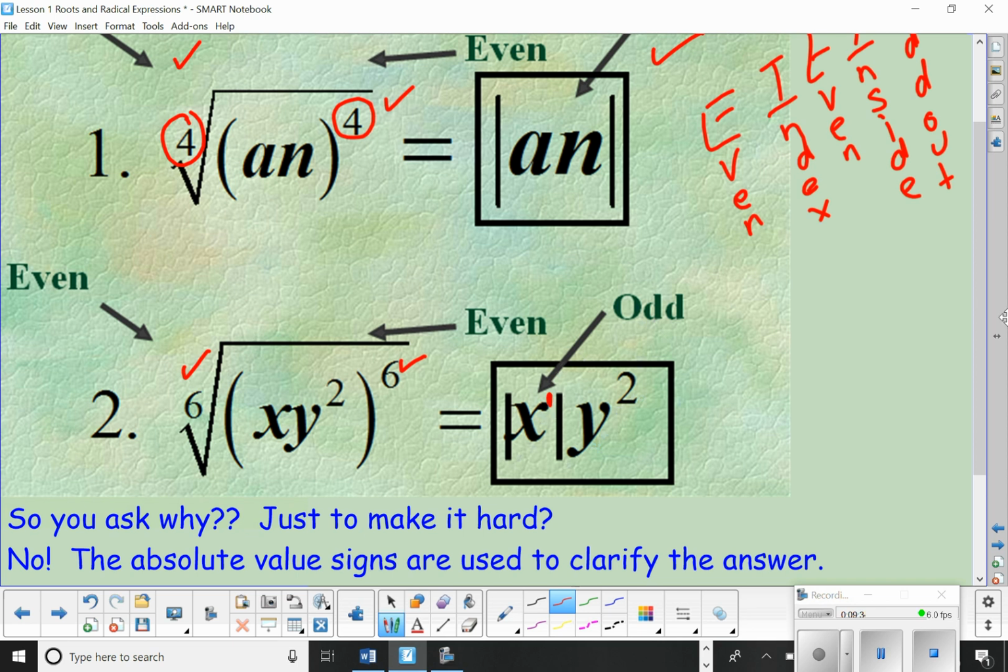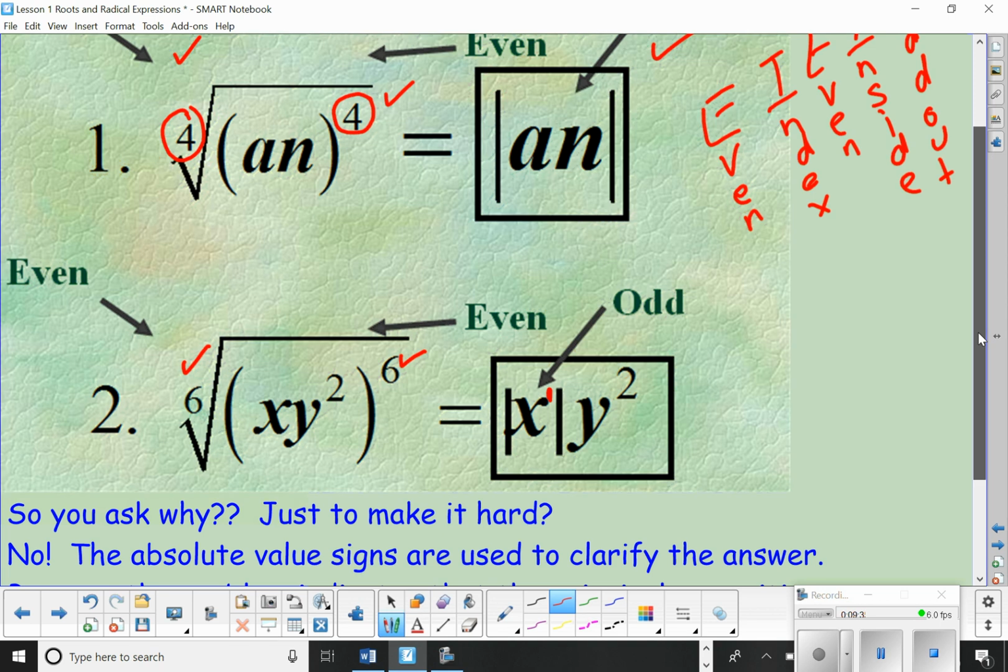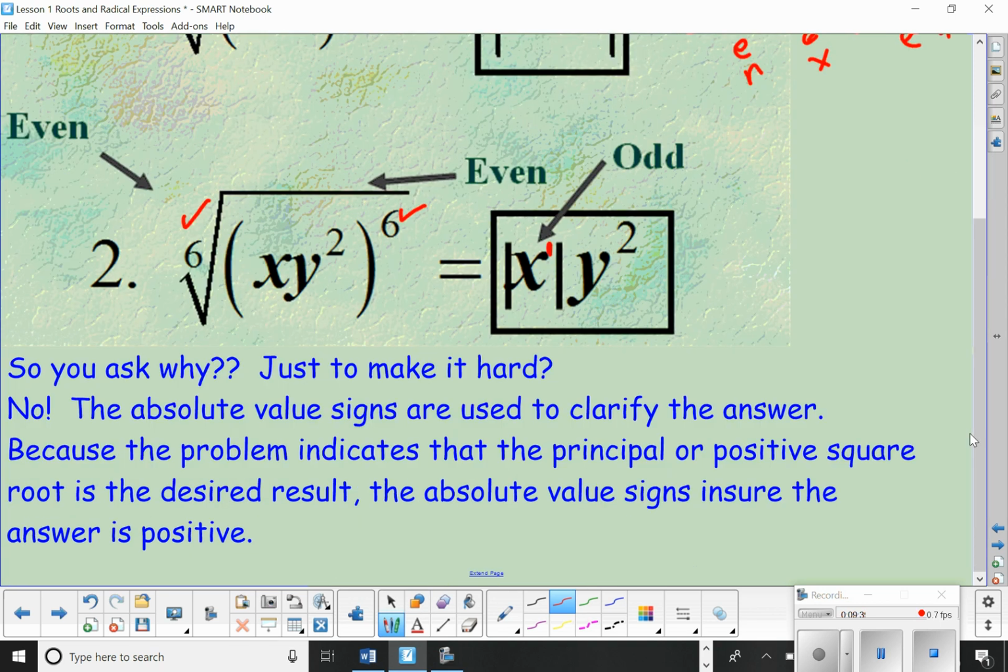Now, why did I do this? Why am I telling you this? Just to make it hard? Just to trip you up? No. The absolute value signs are used to clarify the answer, because the problem indicates that the principal, or positive, square root is the desired result. The absolute value signs ensure that the answer is positive.